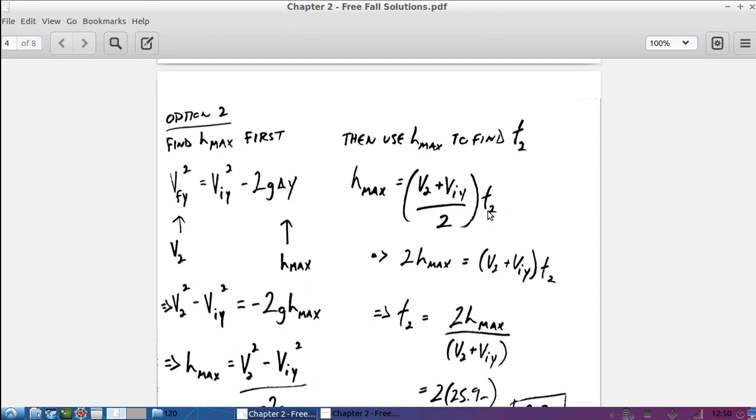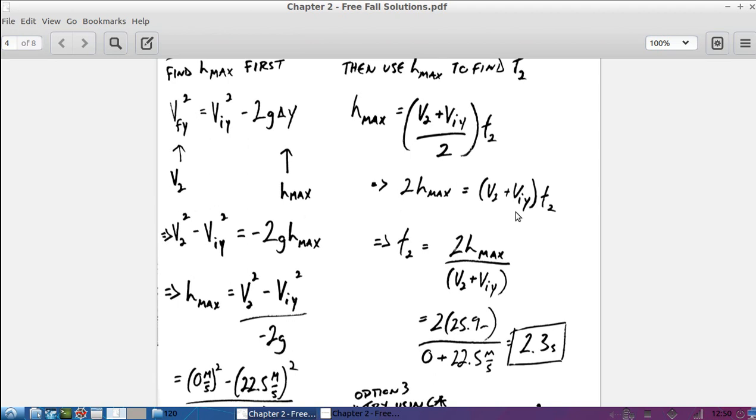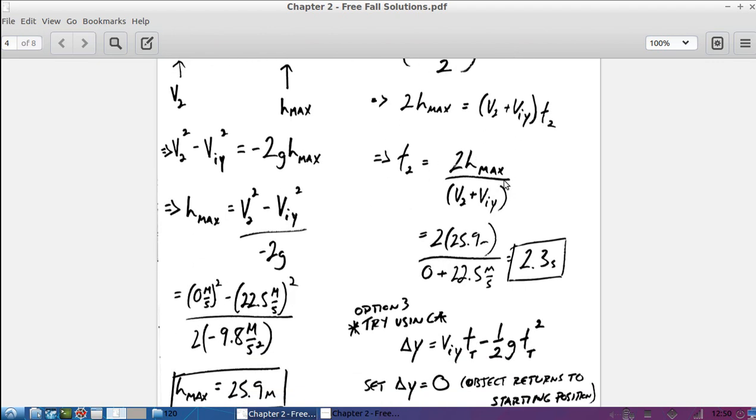So let's solve for T2. Multiply both sides by 2 to get rid of the 1/2 on the right side. Divide both sides by this whole term in parentheses, V2 plus V initial y, so I'm getting T2 by itself. I got a nice expression for T2, which is 2 times my max height over the sum of the velocities. It's still 0 here, because I'm just finding the time it takes to get to max height, not the total hang time.